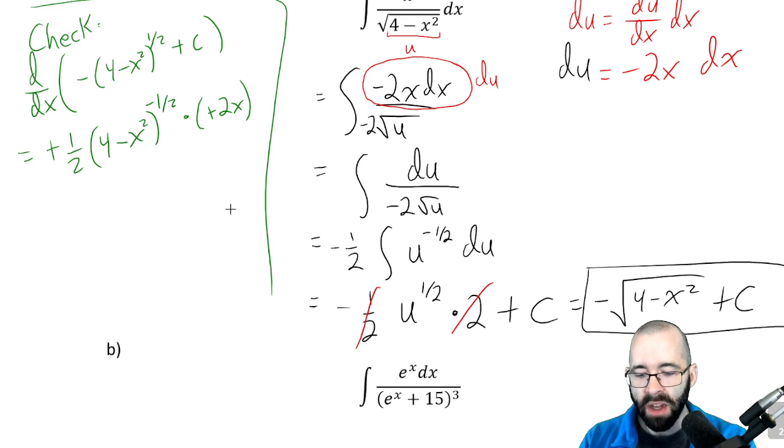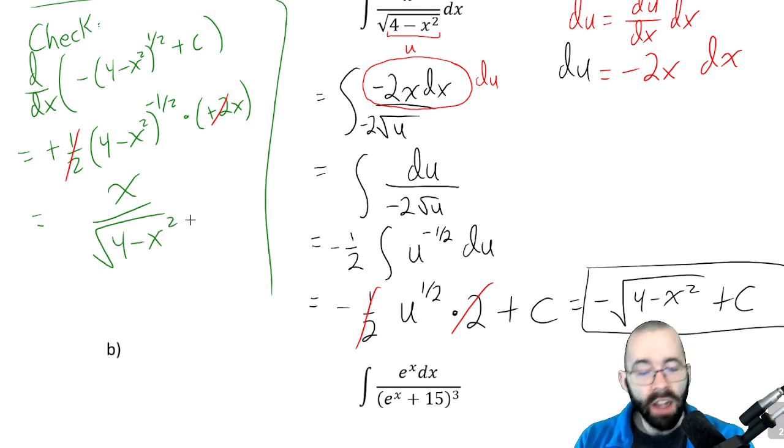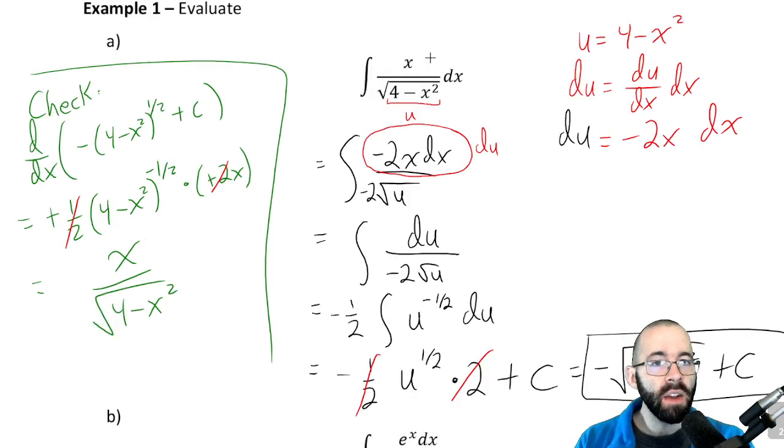Negative times a negative is a positive. 2 divided by 2 is 1. And what we're left with is an x on the top. This thing goes to the bottom because it has a negative exponent. And you can see that when we check our answer, we immediately get our integrand.